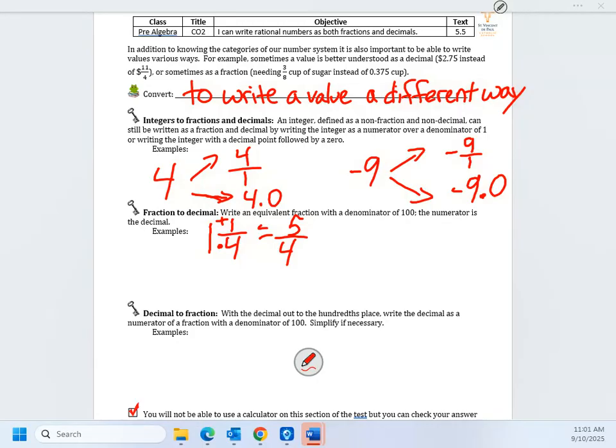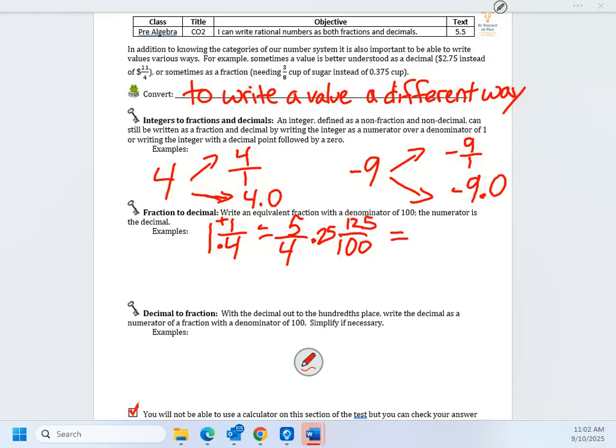What is the magic denominator that I want when I'm going from fraction to decimal? Avery. Clara. 100. So I want my denominator to be 100. How did I go from 4 to 100, Madeline? I multiplied by 25. Whatever I do to the bottom, I have to do to the top. So what is 5 times 25? Henry? 125.